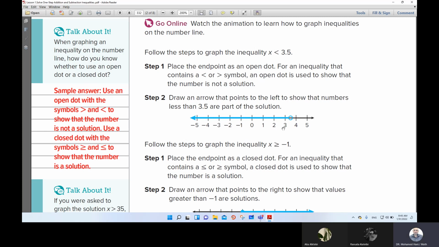As you see, draw the number line, then represent 3.5 on the number line. Where is 3.5? Between 3 and 4, in the middle. Then when you have less than or greater than without equal, draw an open circle. Then x less than 3.5 means the values before 3.5, so the direction will be to the negative.